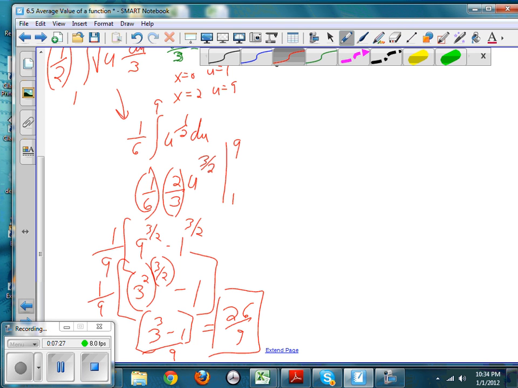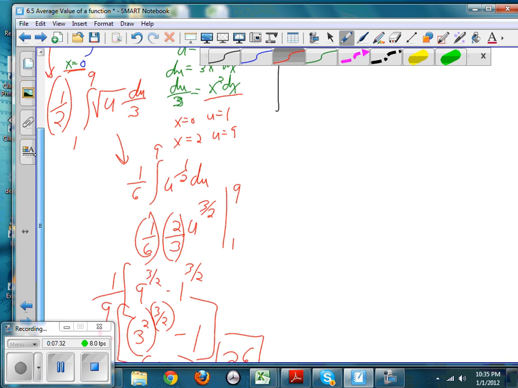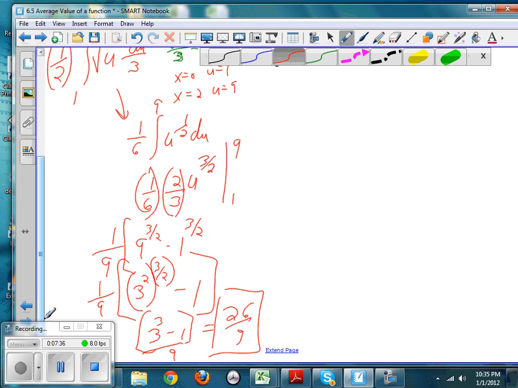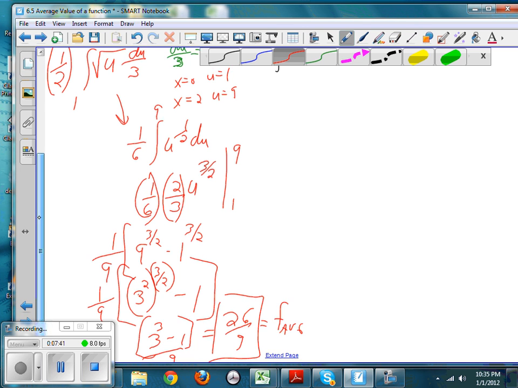Check that in the back. Oh, this is an even problem. Okay, I think that's right. You can check me though. 26/9 means that is equal to the average value of that function over that interval. Okay?